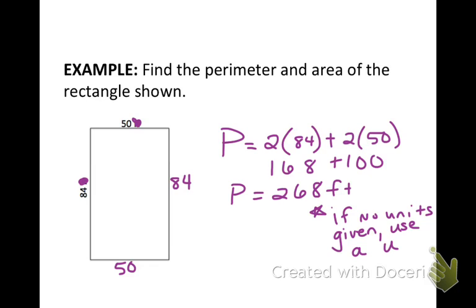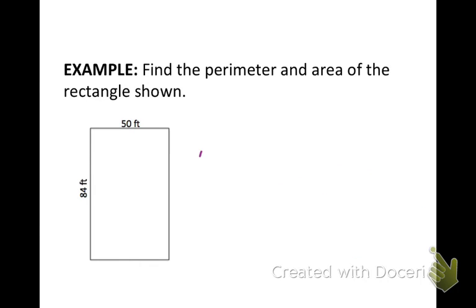Will it ever be a problem where we have to find out what the units are? No. Area. How do we find area? Length times width. So all we have to do is multiply those 2 numbers together.